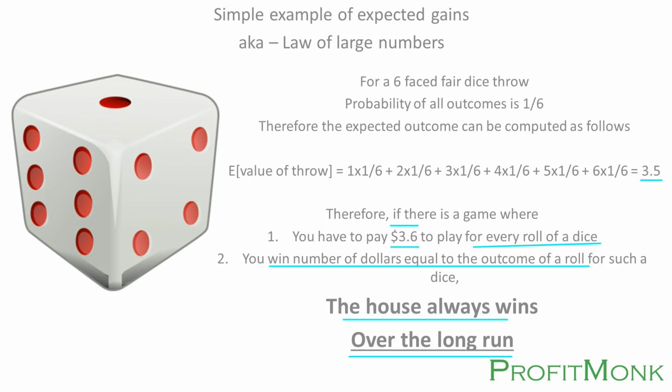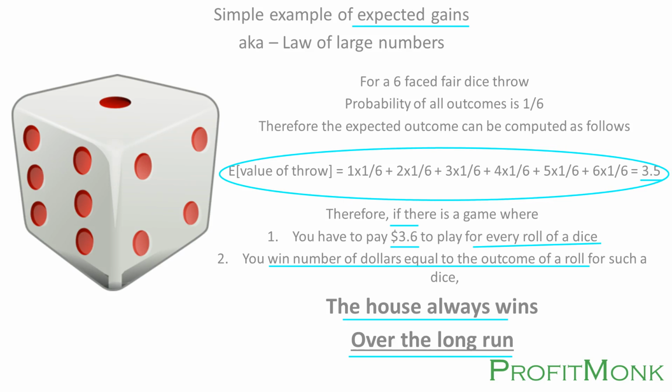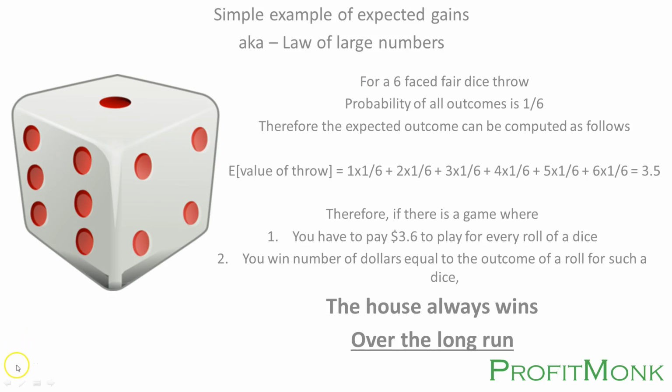So this, in summary, is the representation of two key concepts that are useful for us. The concept of expected gains, which is represented by this formula, and the law of large numbers, because the expected gains and probability, as per probability theories, only manifest themselves over large numbers. Okay, so hope you like that, and we are hitting 10 minutes on this chapter.